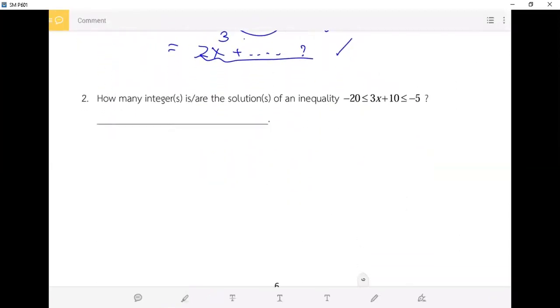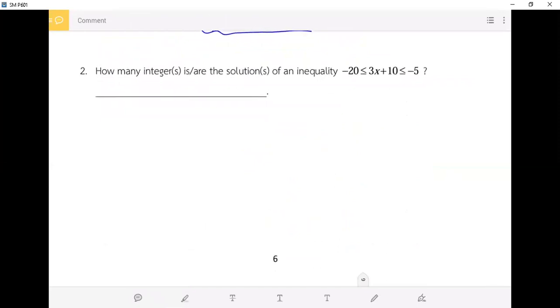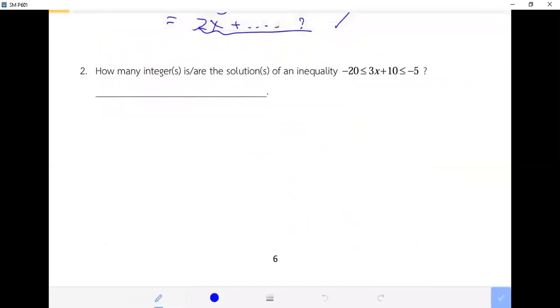Okay, let's go. How many integers are in the solutions of that? Oh, very easy, right? You subtract all of them by 10. This is negative 30, subtract 10 out, it's negative 15. Divide by 3, x is between negative 10 and negative 3. Very easy. Then you count the integers.